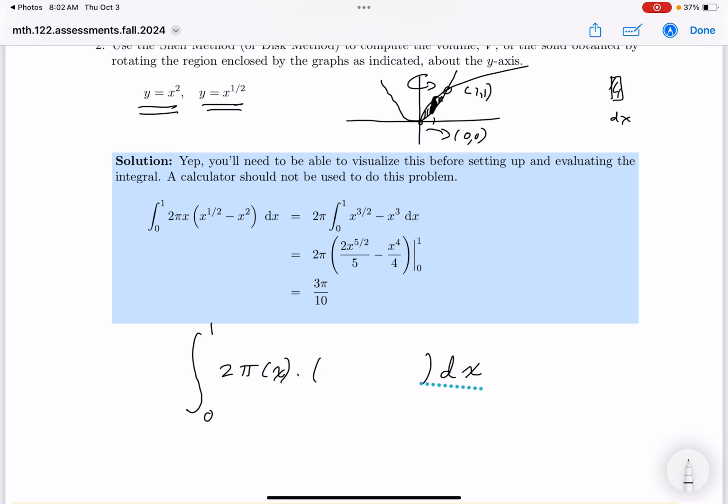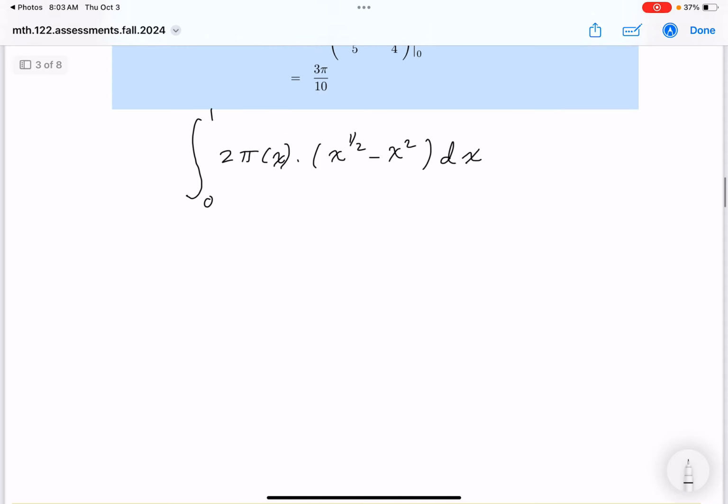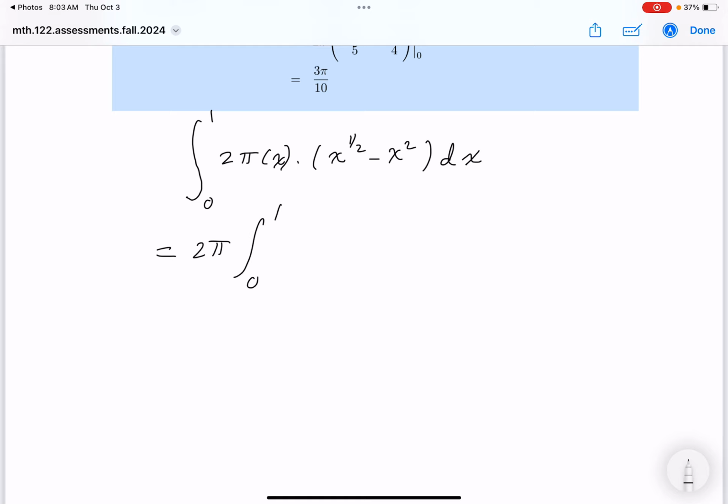All right, what's the height of that shell? The upper minus the lower. Well, the upper is actually the root function, which is x to the 1/2. And the lower is the quadratic, which is x squared. So it's going to be x to the 1/2 minus x squared. And this is the shell method, by the way. So I'm going to do that, and the way I'm going to do that is just get the number on the outside. And that's going to be 2 pi, from 0 to 1. x times x to the 1/2, that's going to be x to the 3/2.